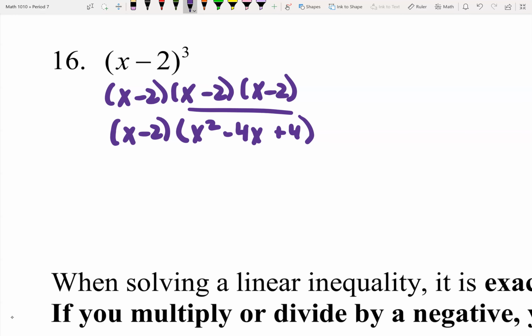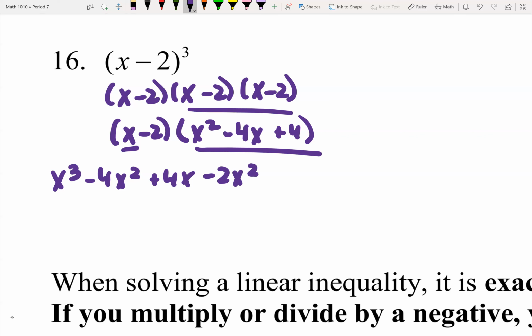Is the next correct step to FOIL? Is that correct? Why not? 3 terms in the first one, right? So look what I'm going to do. Take the x and distribute it across the whole thing. I don't have to write that down. Let's just do it. Distribute the x, and you get x to the third minus 4x to the second plus 4x. Do the same thing to the negative 2. Distribute it. So you have negative 2x to the second, a plus 8x, and a minus 8, like that.